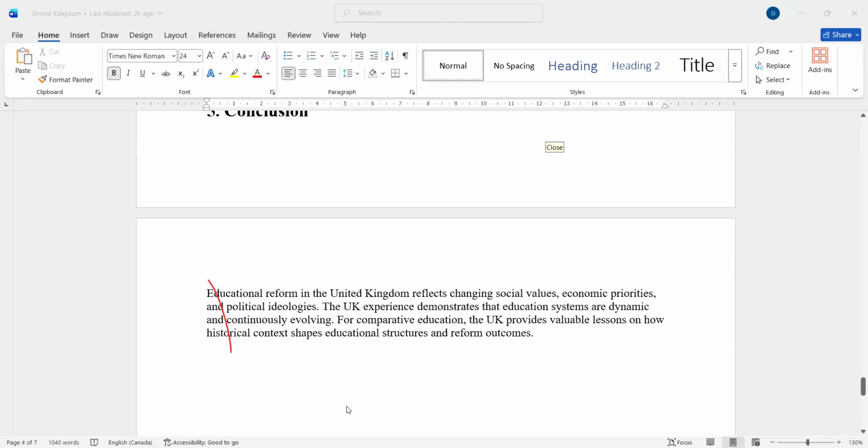Educational reforms in the United Kingdom reflect changing social values, economic priorities, and political ideologies. The UK experience demonstrates that education systems are dynamic and continuously evolving. For comparative education, the UK provides valuable lessons on how historical context shapes educational structures and reform outcomes. This is the same for every country, right? For the betterment of education, they will do reforms.